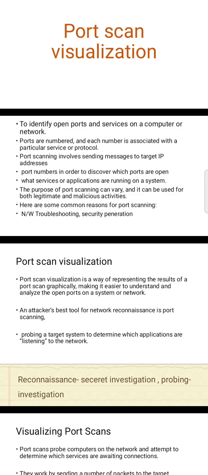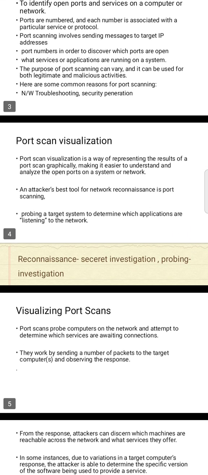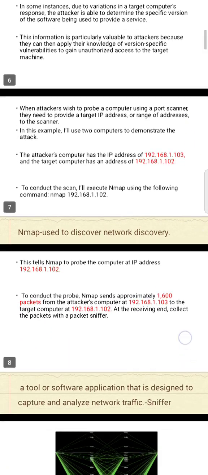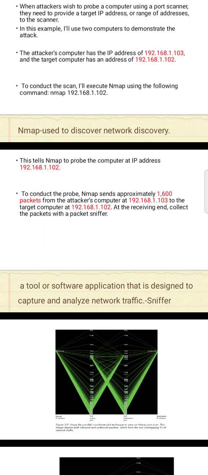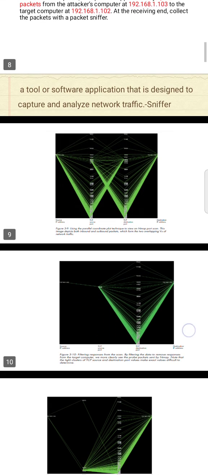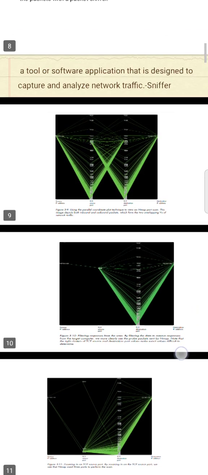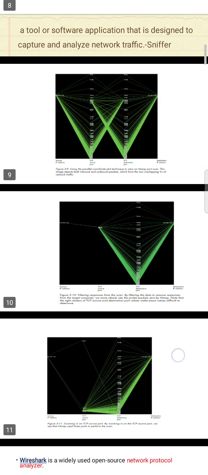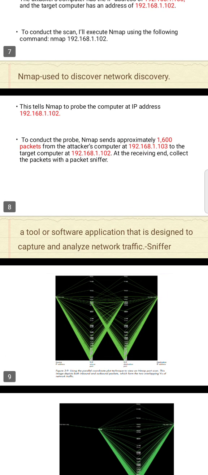We also discussed how we can visualize port scans. Then we have seen an example. Then we have also seen some of the figures of port scan visualization using Nmap. Next we discussed Wireshark. Wireshark is a tool, or we can say an open source network protocol analyzer. And we discussed Nmap. Nmap is used for network discovery.